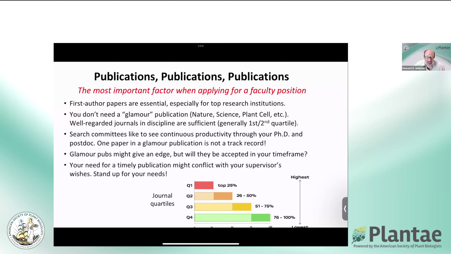Some publications, you'll be asked to do 6 months or a year of revisions, and that may not fit in your time frame. So sometimes your supervisor or your PI might be aiming for one of these very high-ranked publications, and their timeline, well, they have their whole career. It may conflict with your timeline in terms of getting publications for your job. So you should stand up or at least negotiate with your professor or supervisor to get those publications in the time frame that you need them. Okay, next slide.